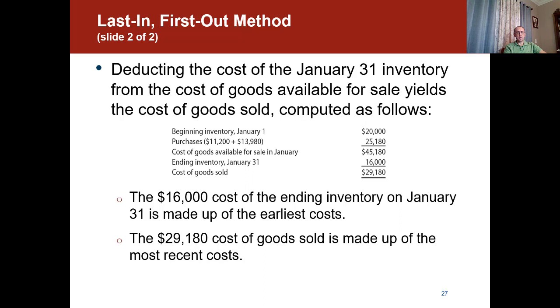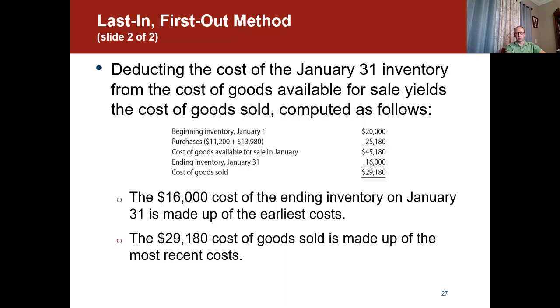So deducting the cost of the January 31st inventory from the cost of goods available for sale yields the cost of goods sold, and we'll see how it's computed. So again, we do the same thing. We have our original inventory, we have the purchases, and that will give us the cost of goods available for sale, which is the 45,180.